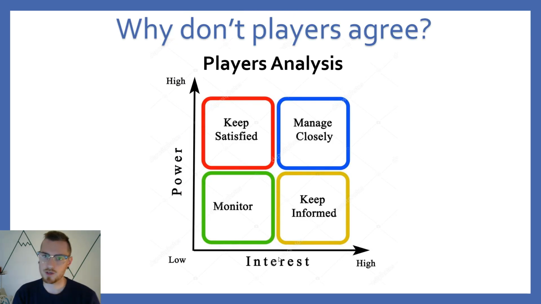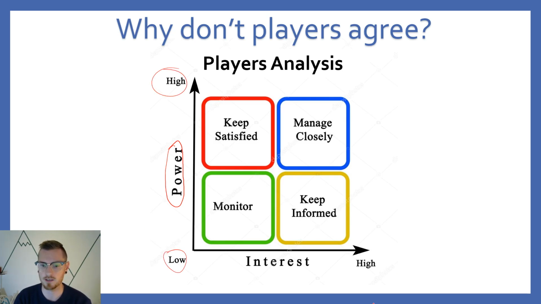Okay, another matrix here. This is actually taken from business. So we've got a players analysis here. So we're thinking about why players do not agree with each other. So here we've got power. Some players have more power than others. That's a reason why they don't agree in any situation or issue, from low to high. And another reason is because of interest levels. Some players are more interested in the issue and scenario. So one way we can look at why some players aren't agreeing with each other is the amount of power they have and the amount of interest they have.